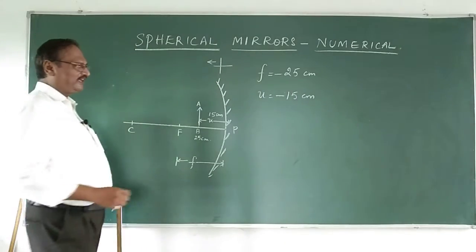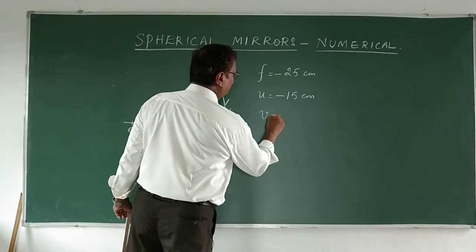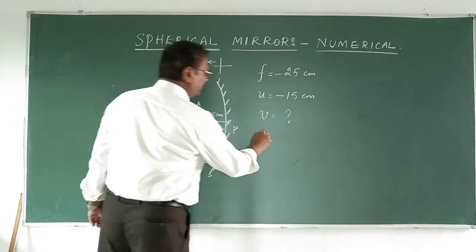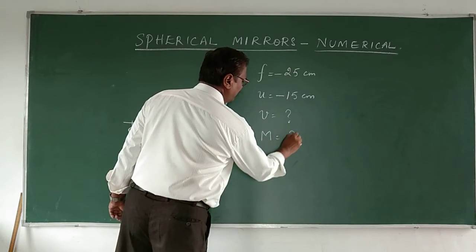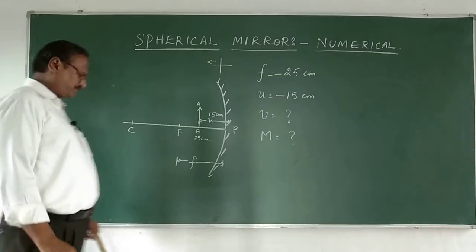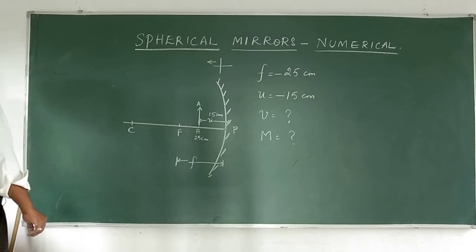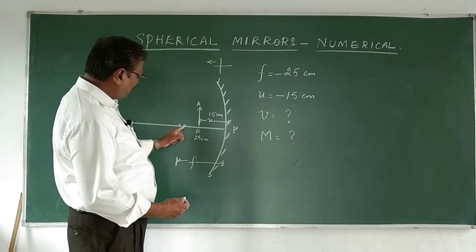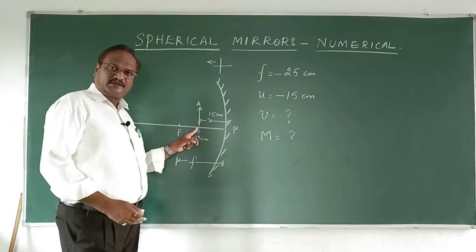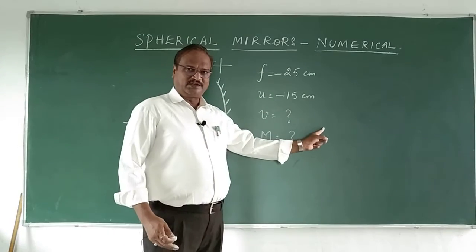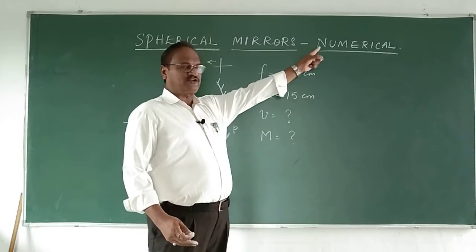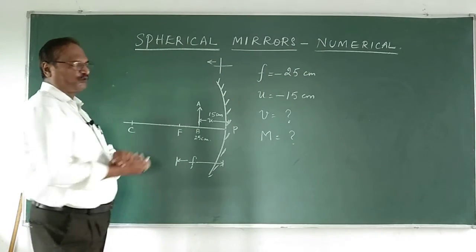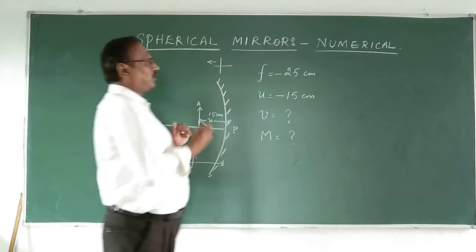Now we need to locate the image position, v equal to how much, and also calculate the magnification, the size of the image. Theoretically, we know that an object placed within the focus should form the image behind the mirror, and it should be an erect and enlarged image. Now we have to prove it using the formula.